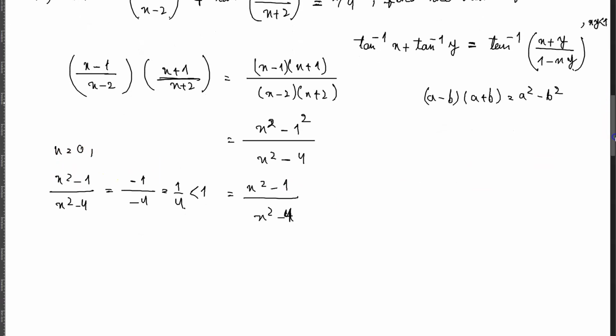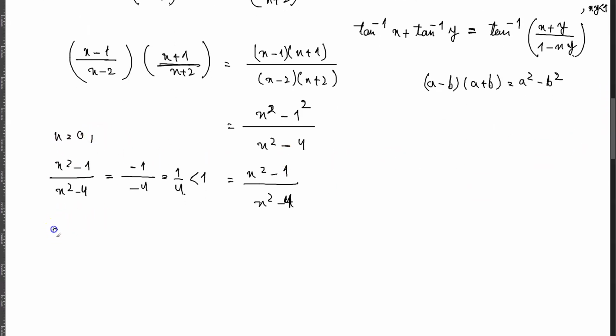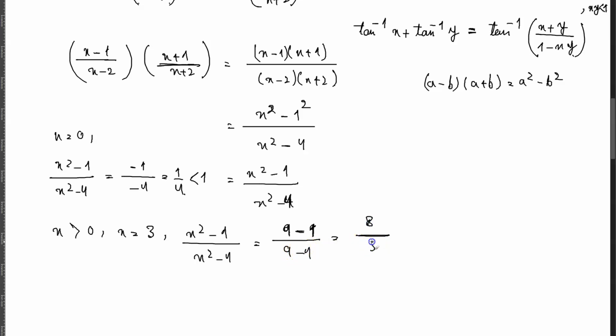Now, if x is a positive number, for example, suppose that x is equal to 3, then x squared minus 1 over x squared minus 4 is equal to 9 minus 1 over 9 minus 4, which is equal to 8 over 5, which is greater than 1. Okay?